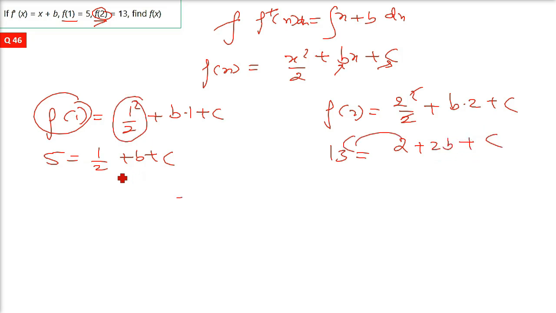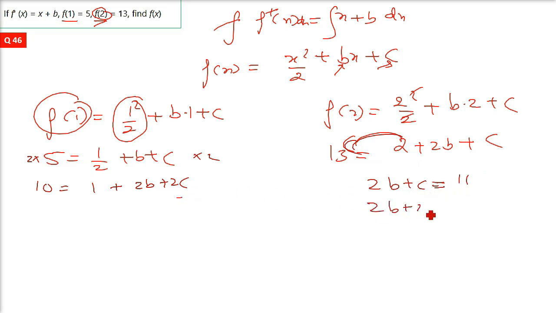Now these are two equations we got. So multiply this equation by 2, the left equation I am talking about. You get 10 equals 1 plus 2b plus 2c. On the right, what is going on? 2b plus c equals 11, because 13 minus 2 is 11. So 2b plus 2c equals 9, and 2b plus c equals 11.